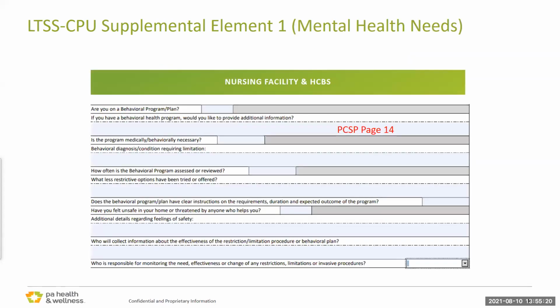Okay, so we're going to primarily document this on the PCSP page 14. This is the page that specifically asks, are you on a behavioral health program, additional information to provide, and so forth. Again, broken record, it's going to be really important that we don't put NA here, that you do write out that they do not have any mental health needs at this time.